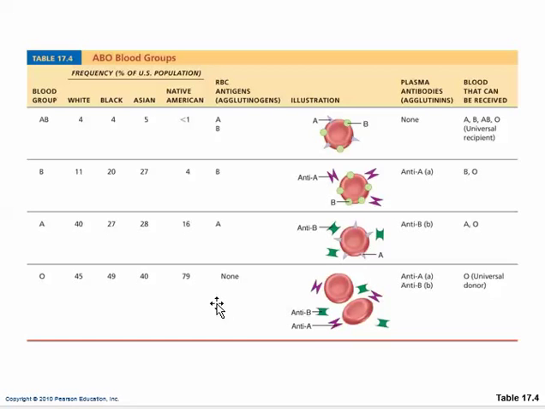Type O, however, has anti-A's and anti-B's. So if it gets AB, it attacks it very vigorously because it attacks both the A's and the B's. If it gets B type blood, the anti-B's attack the new blood. If it gets type A blood, the anti-A's attack the new blood. The only blood that a type O person can get is other type O's. So O can give to everybody, AB can get from everybody, and A's and B's can get from their own kind and O.